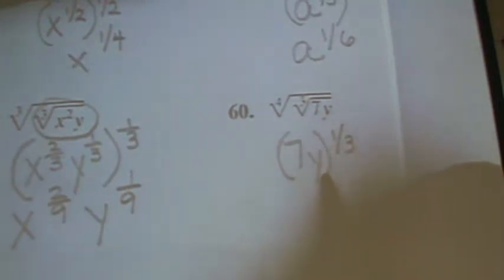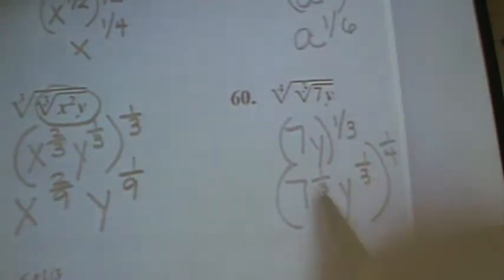And the last one in this set, 7y to the 1/3 power. Now see how I'm putting this whole thing in parentheses, 7y to the 1/3. So this is 7 to the 1/3 and y to the 1/3. And then you're going to raise all this to the 1/4. So it's 7 to the 1/12 power, y to the 1/12 power.